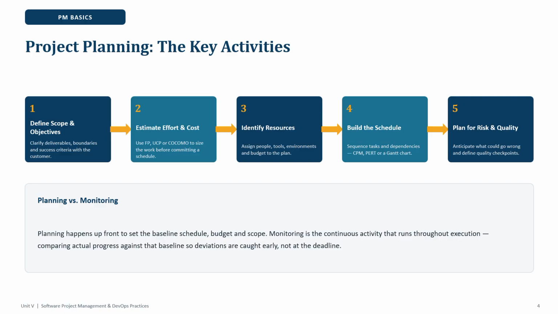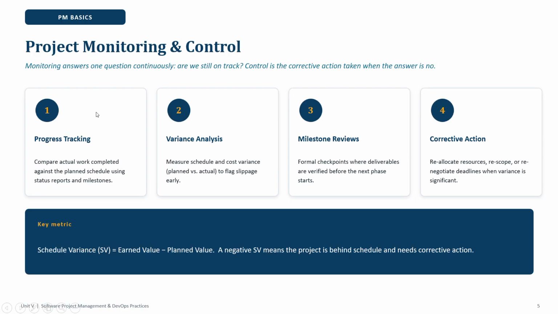not at the deadline. Now, project monitoring and control. What we are going to learn in this: first is how progress is tracked. Second is variance analysis of that progress. Then milestone reviews of all the progress which we are tracking and analyzing. Fourth one is how we can take corrective action where the tracking shows a problem. Key metrics: schedule variance equals earned value minus planned value. A negative SV means the project is behind schedule and needs corrective action.